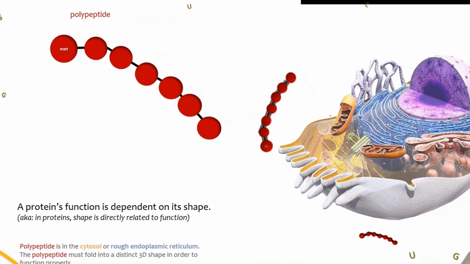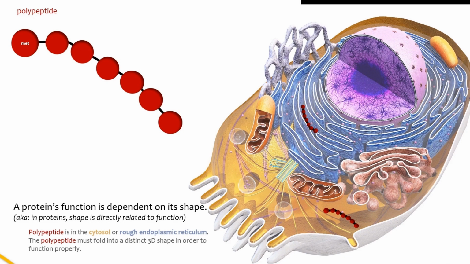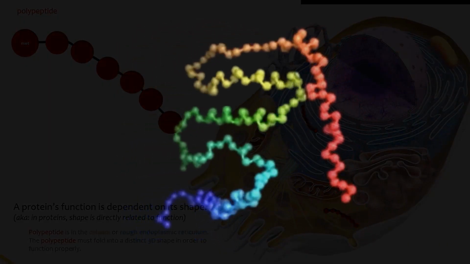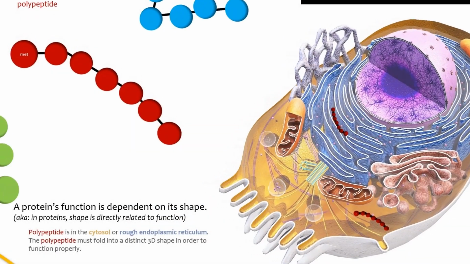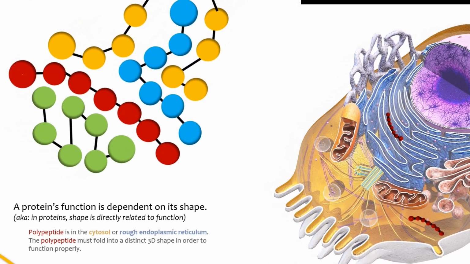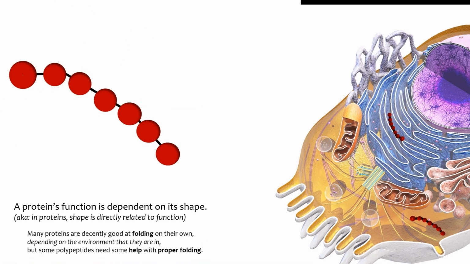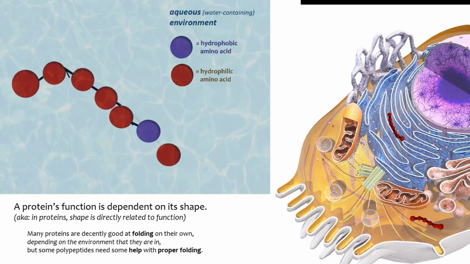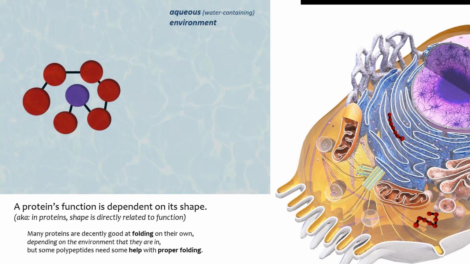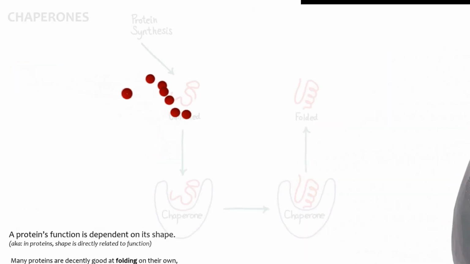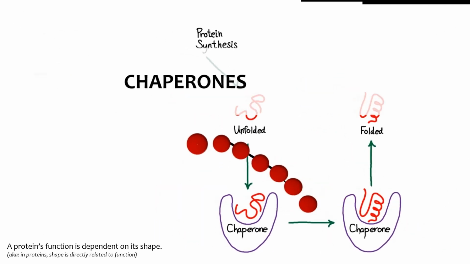So now there is a polypeptide in the cytosol or rough endoplasmic reticulum of the cell, and this new polypeptide must fold into a distinct 3D shape in order to function properly. Some polypeptides go one step further and join with other polypeptides to make a multi-part protein. Many proteins are actually decently good at folding on their own, depending on the environment they're in, but some polypeptides need some help with proper folding. So, in the cell, we have helper molecules that assist in protein folding, and we call these molecules chaperones.